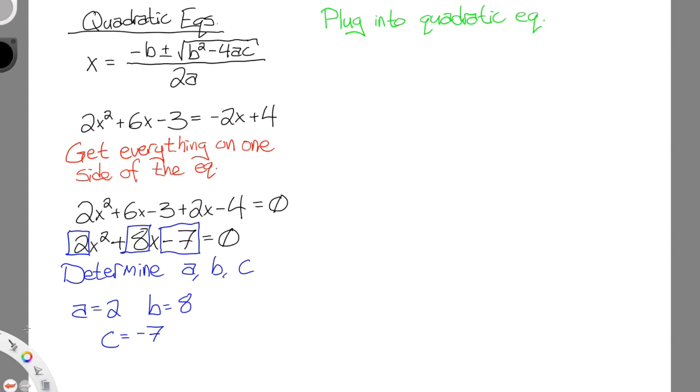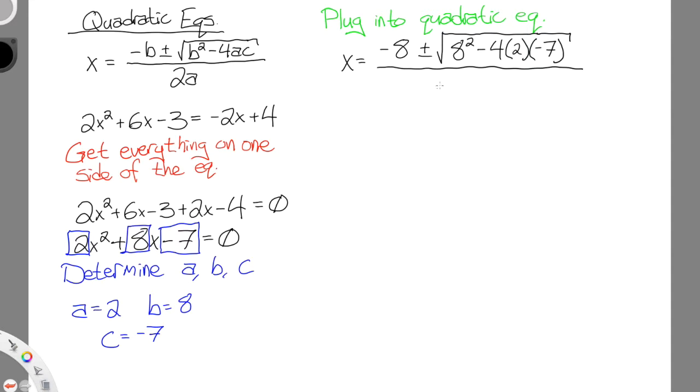So let's just start figuring this out. x equals negative b. Our b is 8, so that is negative 8 plus or minus the square root. I'll fill that in as we go. First is b squared, so 8 squared minus 4ac, so a is 2, so 4 times 2, times c, and c is negative 7, so we're going to put this negative in here as well. Close that square root. The whole thing is over the fraction bar 2a, and a is 2, so over 2 times 2.